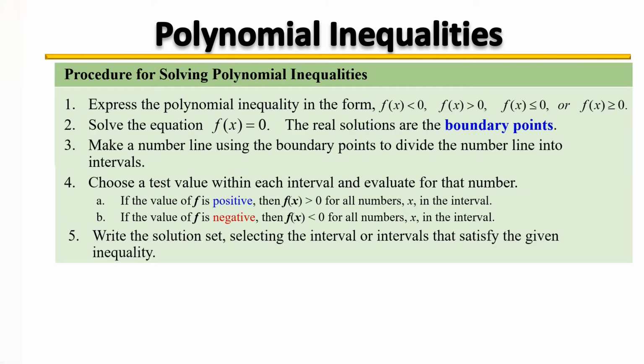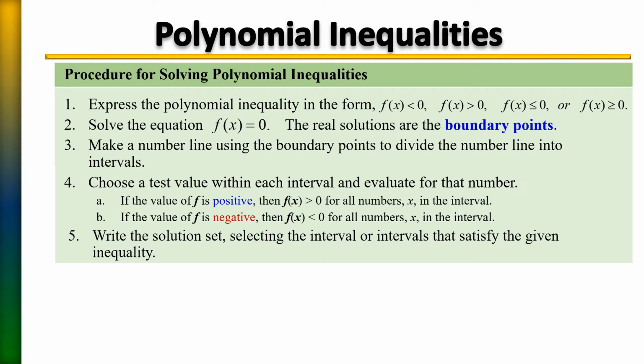So here are the procedures for solving polynomial inequalities. Step one, you want to make sure that you express it as a polynomial inequality. In other words, the function on one side and 0 on the other. The reason you do that is because of step two: you're going to take the function and, like you would do with a regular equation, set it equal to 0 and solve for x, because those solutions are what we call the boundary points.